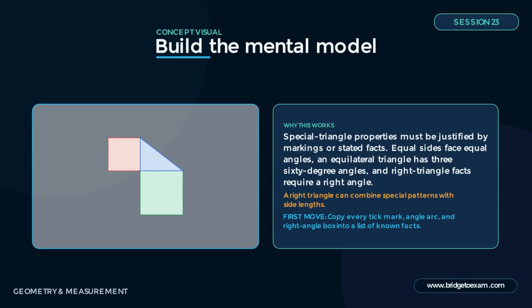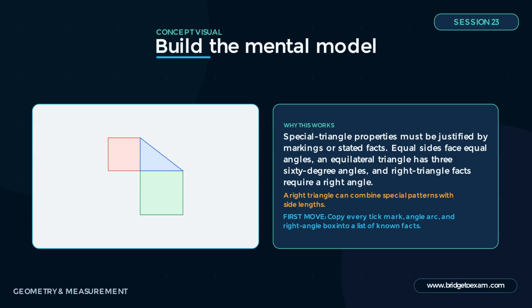Start with the concept visual. A right triangle can combine special patterns with side lengths. The exterior angle reasoning can join special triangle facts. Read every label as evidence about what is known, what is unknown, and which measurements actually belong in the model.